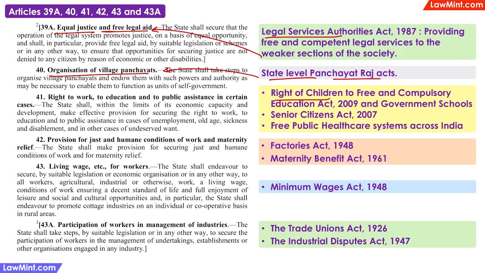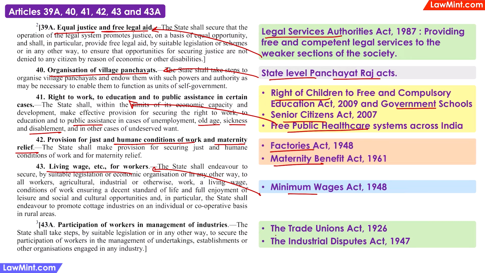The RTE Act and the system of government schools work towards the right to education. The Senior Citizen Act, the system of government hospitals and other agencies work towards public assistance in certain cases such as old age, sickness and disablement. The Factories Act and the Maternity Benefit Act are aimed at providing just and humane conditions of work and maternity relief. The Minimum Wages Act and the various other rules address the objectives of providing a living wage for all workers, agricultural, industrial or otherwise.